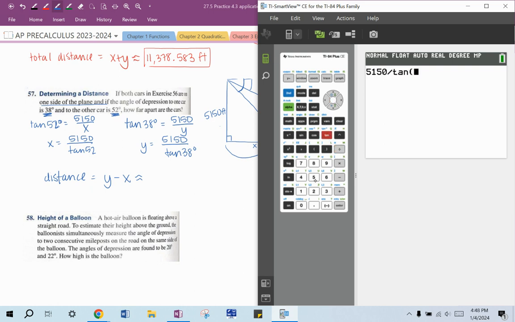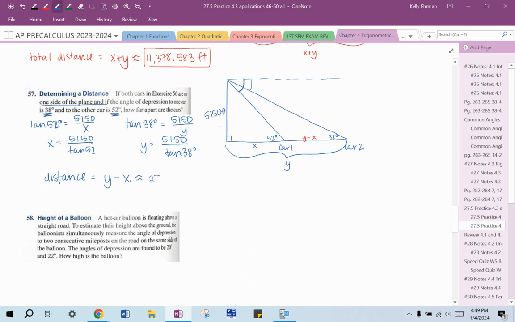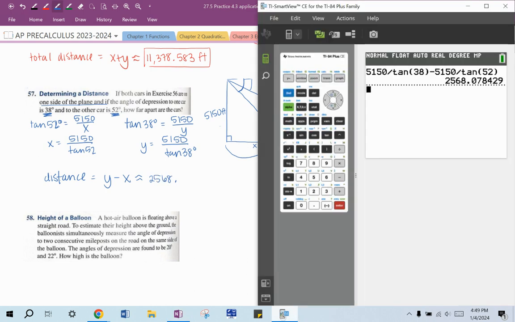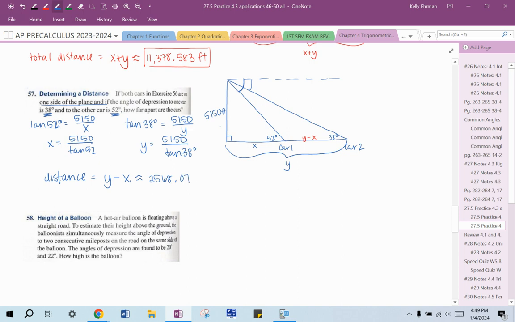divided by tangent of 52. Close parentheses around the angle, so the calculator knows that the subtraction is not part of that inside of that tangent. Oops, and I just typed this in backwards. Sorry. Pay attention to what's x and what's y. So y is tangent of 38 degrees, and x is the tangent of 52 degrees. So subtracting those, in this case, the cars are 2,568.078 feet apart.